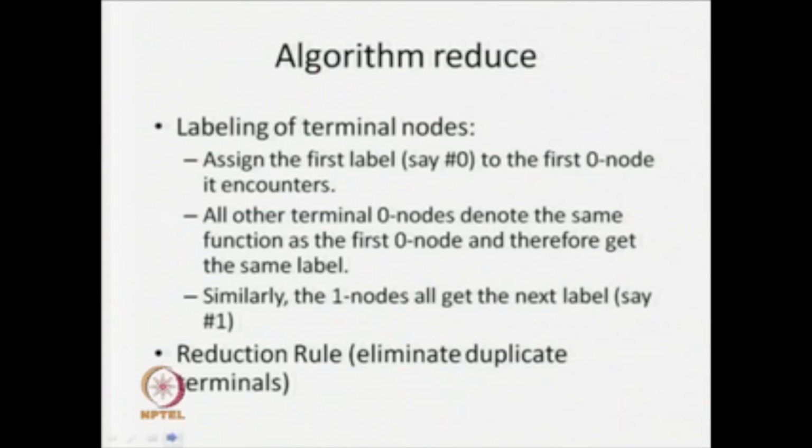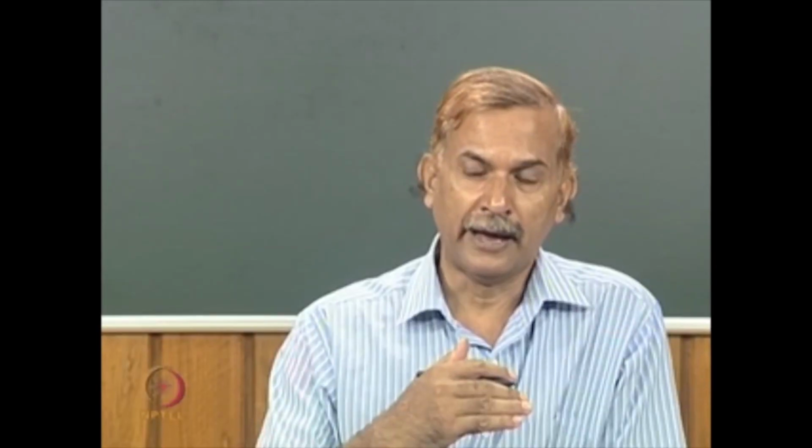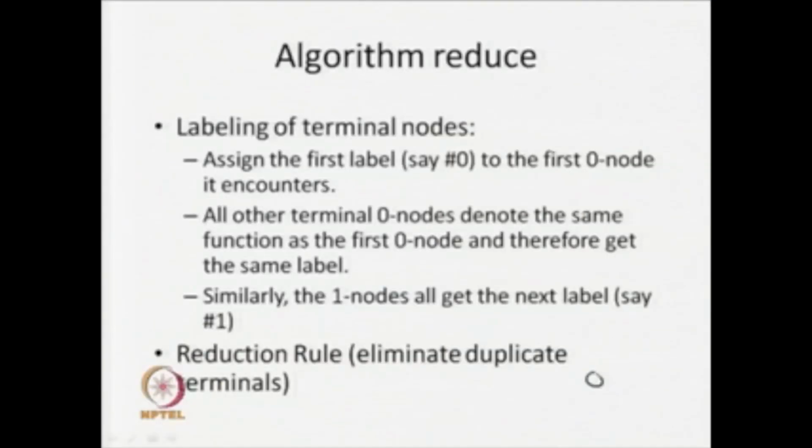We give label 0 to the first 0 node we encounter. We follow a bottom-up approach, starting from the terminal nodes. First we get a 0 node, and we may have more 0 nodes, and we assign label 0 to those nodes. Similarly, for the terminal nodes labeled with 1, we assign label 1. If we have more 0 nodes, we give the same label 0 to those nodes.